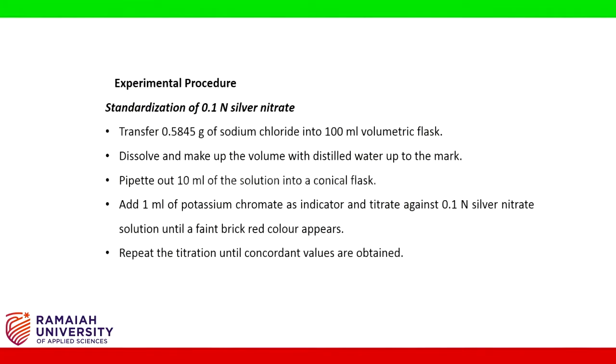Experimental procedure: standardization of 0.1 N silver nitrate solution. Transfer 0.5845 grams of sodium chloride into a 100 ml volumetric flask. Dissolve and make up the volume with distilled water up to the mark. Pipette out 10 ml of the solution into a conical flask. Add 1 ml of potassium chromate as indicator and titrate against 0.1 N silver nitrate solution until a faint brick red color appears. Repeat the titration until concordant values are obtained.